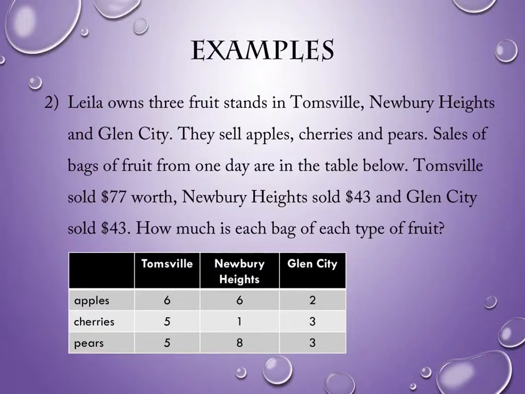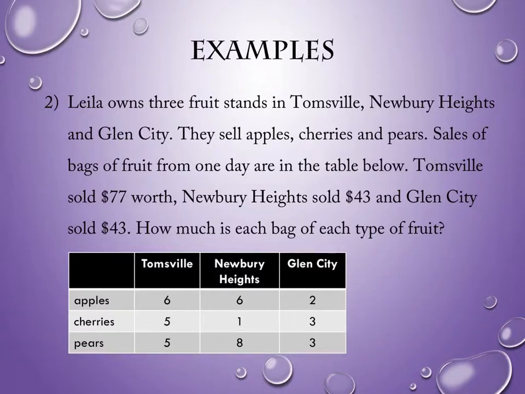All right, so we have Layla, and she owns some fruit stands in 3 different locations: Thomasville, Newberry Heights, and Glen City. They sell 3 different types of fruit: apples, cherries, pears, and they sell it by the bag. So this isn't an individual cherry, right? That would be weird. They're selling it by the bags, and each of the locations in a specific day has made a certain amount of money from the sale of their fruit.